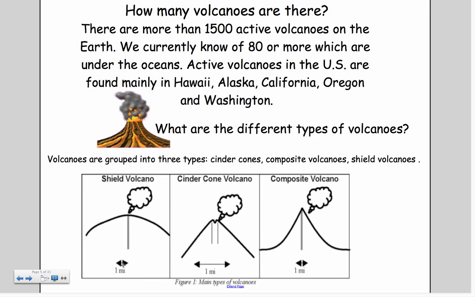So there are three main types of them. There is a shield volcano, which kind of looks like the shield that a warrior would use. There's a cinder cone volcano, and if you look, it kind of looks like a funnel cone. And then there's the composite volcano, which has very steep sides.